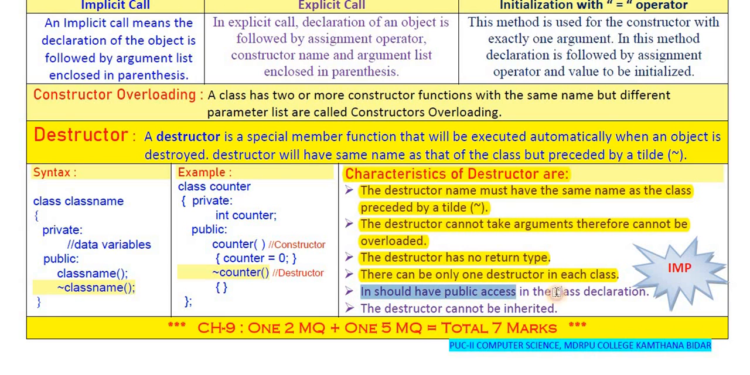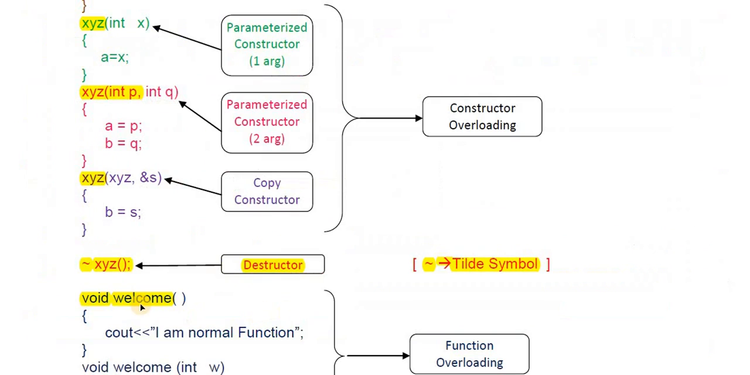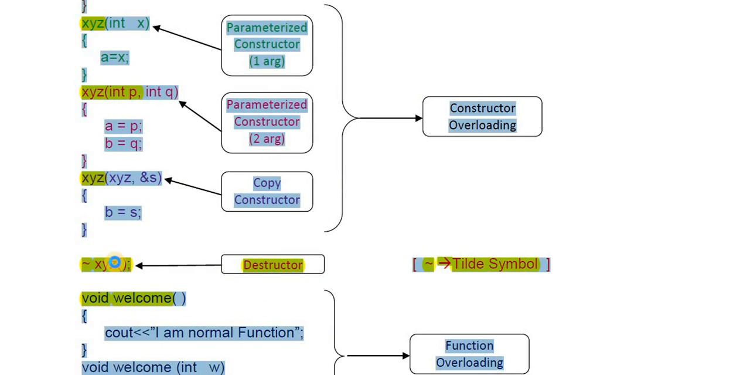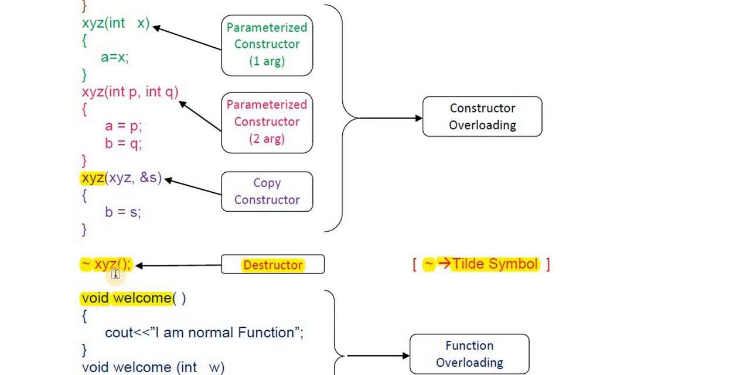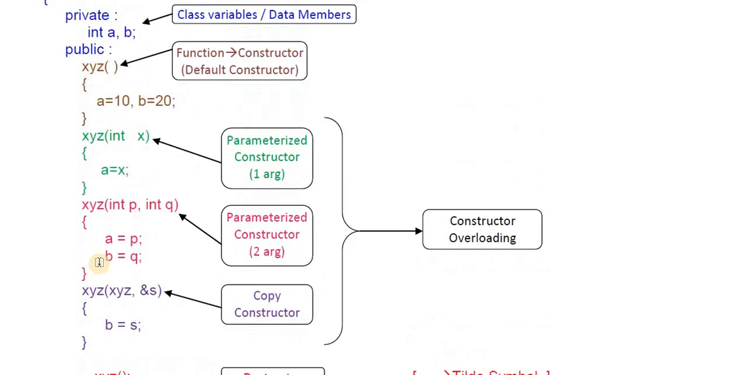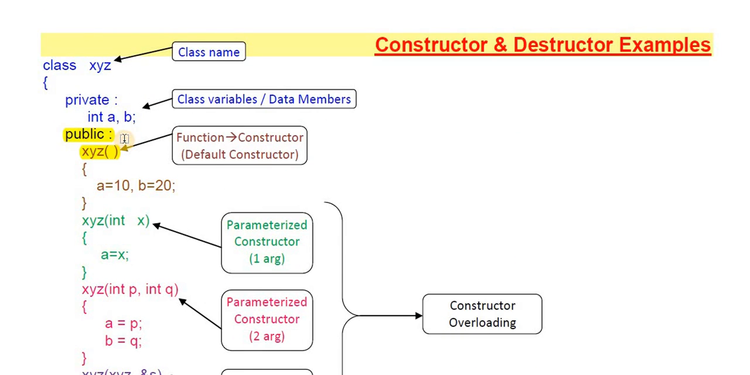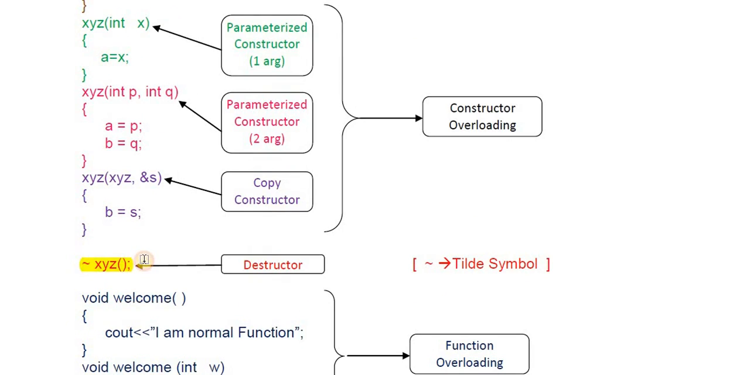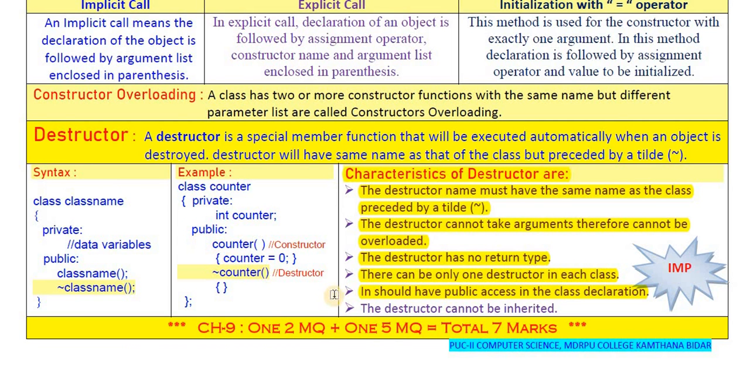It should have public access in the class declaration. So the destructor should be declared in the public section. So this is the public section and here this is the destructor. Next, the destructor cannot be inherited. So these are the characteristics of destructor.